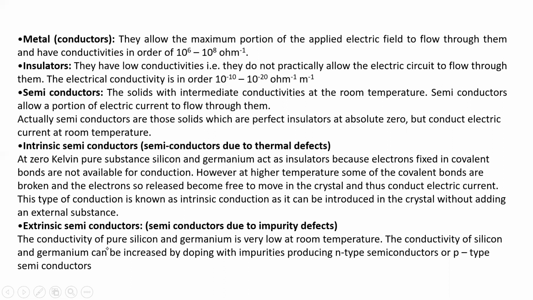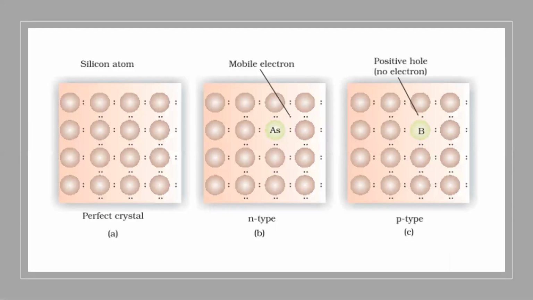The conductivity of pure silicon and germanium is very low at room temperature. The conductivity of silicon and germanium can be increased by doping. Here, doping is important. Doping is nothing but introduction of impurity. By doping with impurity, we produce N-type or P-type semiconductors. Now coming to the discussion of what is P-type and N-type, before going to that, we have the silicon atom, a perfect crystal.